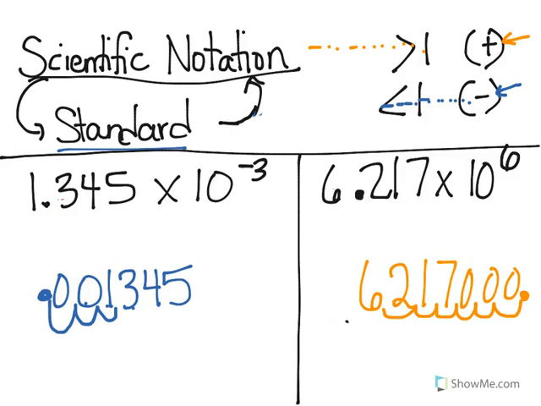So I hope this helps explain scientific notation and how to go back and forth. Always make sure you write this little chart. Greater than 1 is positive, less than 1 is negative. That will help you in this time.